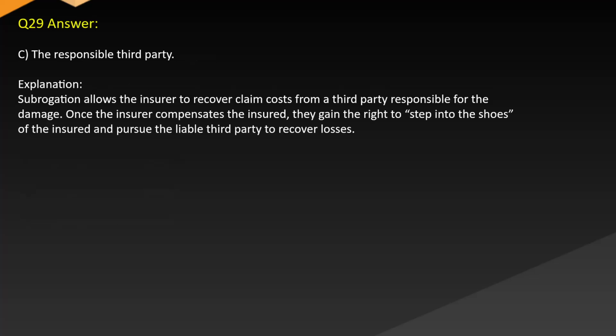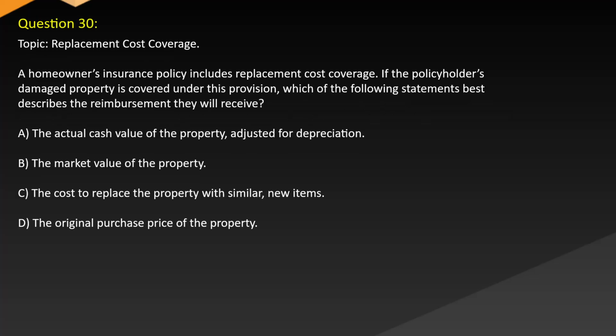Answer: C. The responsible third party. Explanation: subrogation allows the insurer to recover claim costs from a third party responsible for the damage. Once the insurer compensates the insured, they gain the right to step into the shoes of the insured and pursue the liable third party to recover losses. Question 30. Topic: replacement cost coverage.